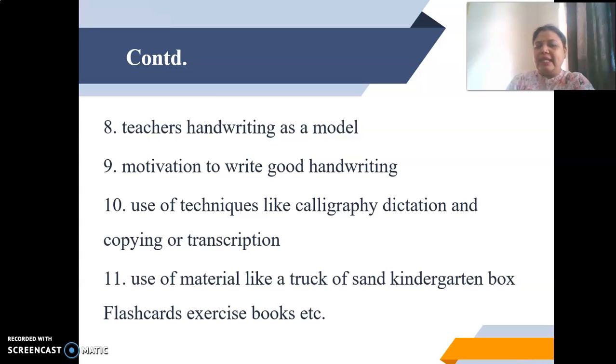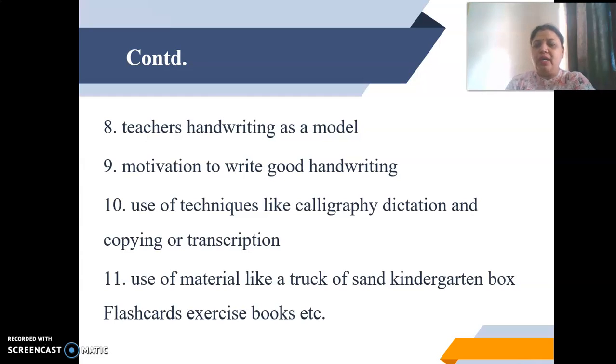Use of techniques like calligraphy, dictation and copying or transcription. Use of material like a tray of sand, kindergarten box, flash card exercise or books etc. to provide them proper training for good handwriting. This is all about the handwriting.